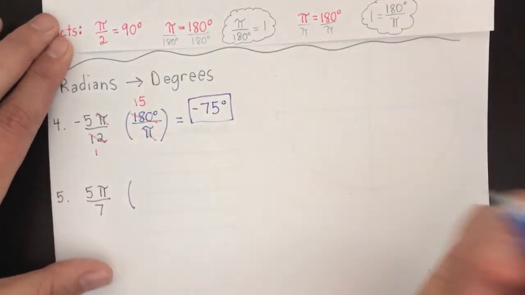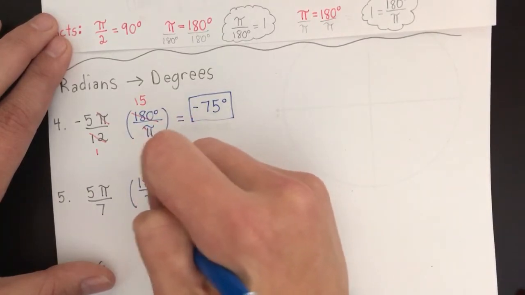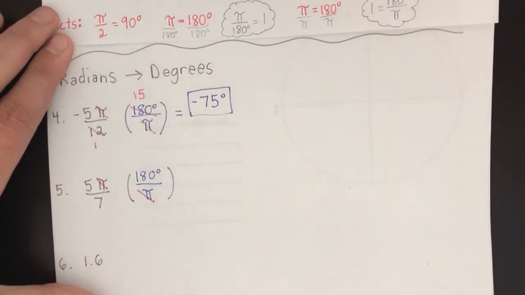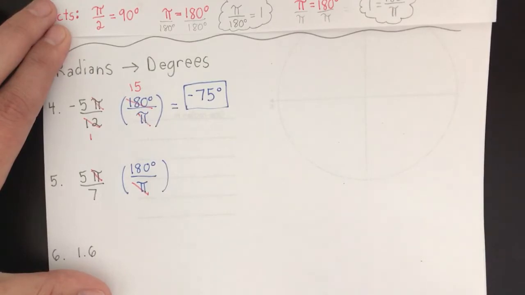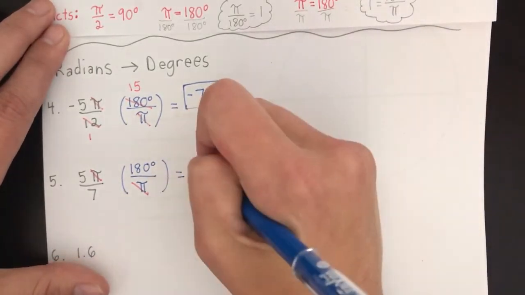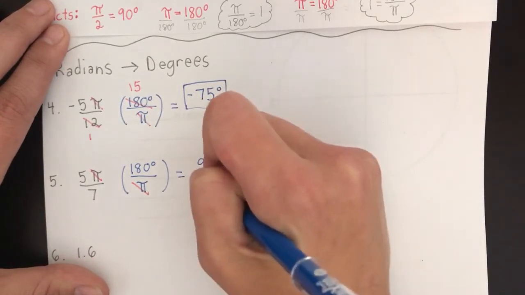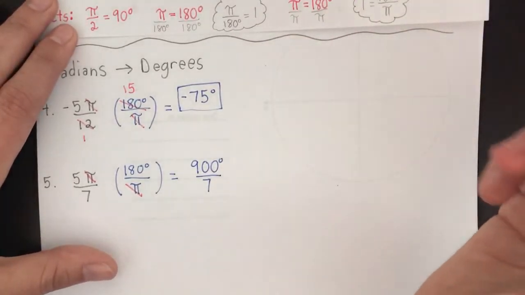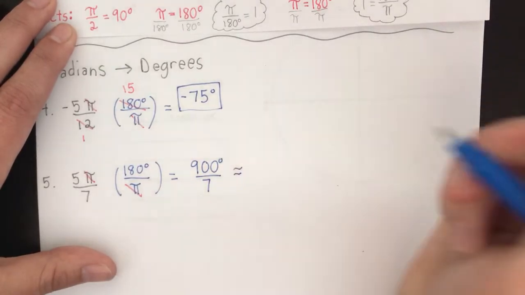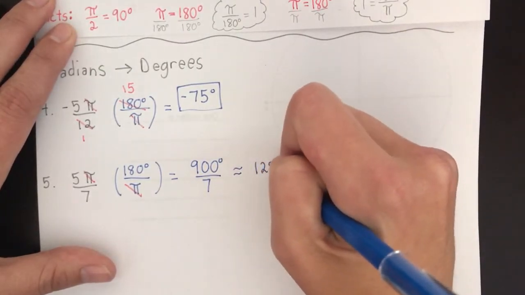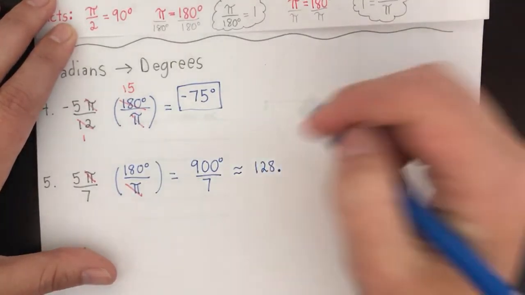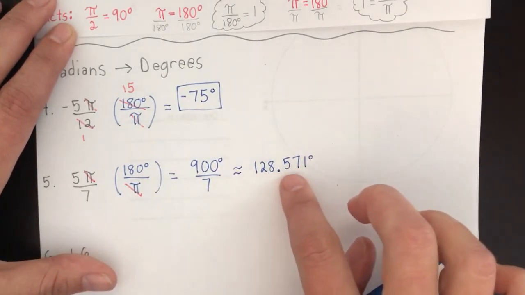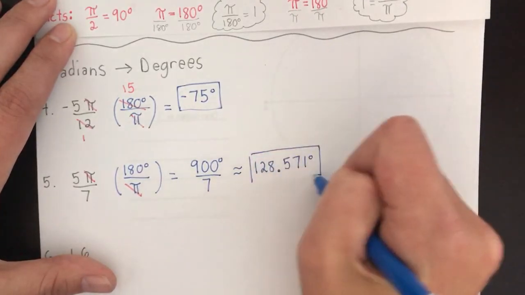Similar here, we're going to multiply by 180 degrees over pi. In this case, our pi's simplify out. There's no other simplification that can be done. So you're going to have 900 degrees over 7. Now, when you're doing degrees, you always want whole numbers or decimals, not fractions. So you're going to approximate this when you put it in the calculator, and it does become 128.571. Remember, we're rounding to the thousandths all year long. 128.571 degrees. That's our final answer.